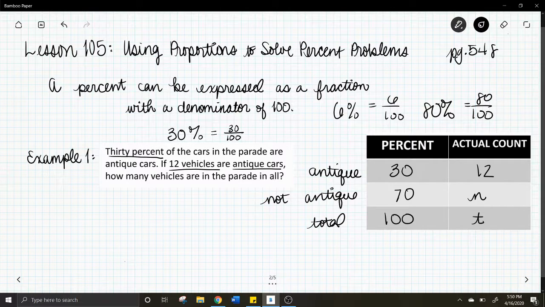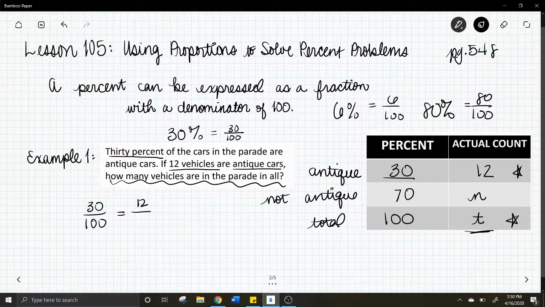Remember, when we try to set up our proportion, we use the row that is completely filled out, and then we use the row that helps us find the answer we're looking for. This says how many vehicles are in the parade in all, so we're going to look at our actual total. You take those two rows out and set up your proportion. We're going to use 30 over 100 from the other row, equals 12 as our numerator over t, because that's the other part of the proportion we're trying to solve.